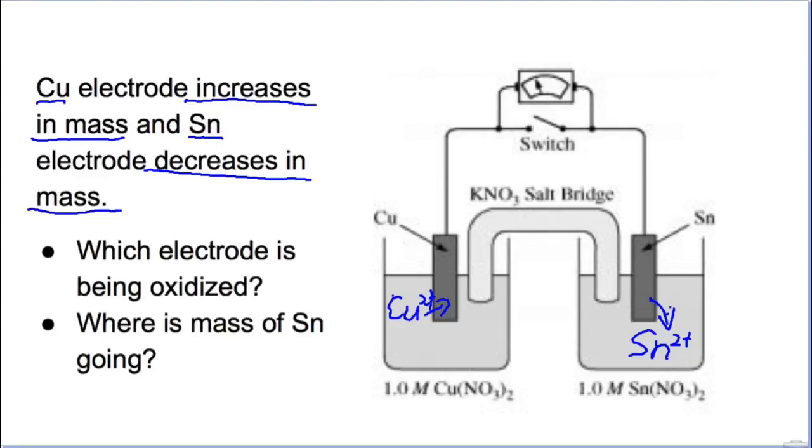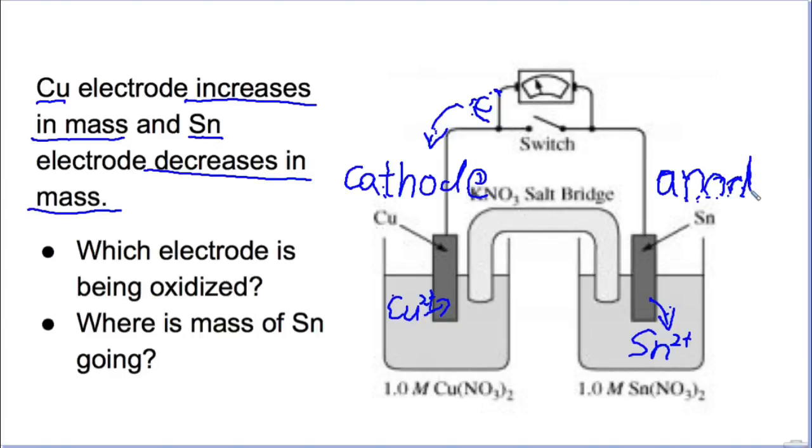If that's the case, then the electrons are transferring from the tin side to the copper side of the electrode. So the copper is the receiving end of the electrons, therefore the cathode, while the tin is the giving end of the electrons, therefore it is the anode. Now, I always encourage you to write down which side is the anode and which side is the cathode. That way, it's very clear which electrode is receiving electrons and which electrode is giving off electrons. That will help you with further questions.